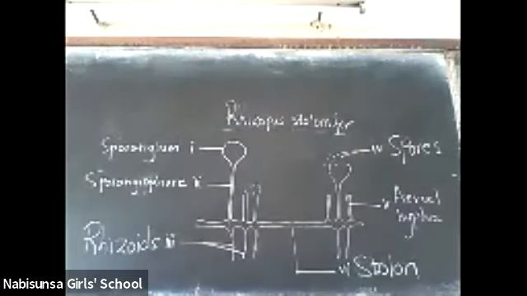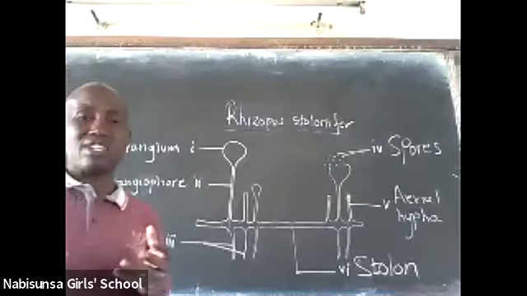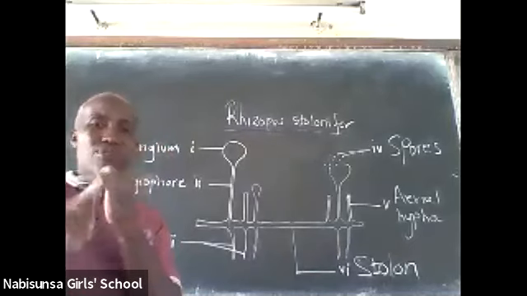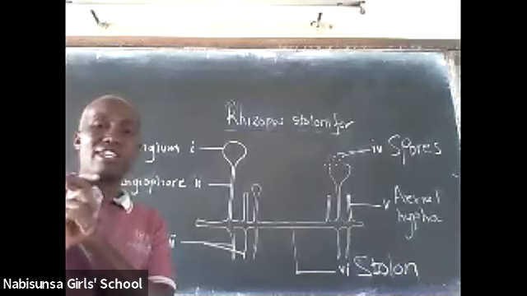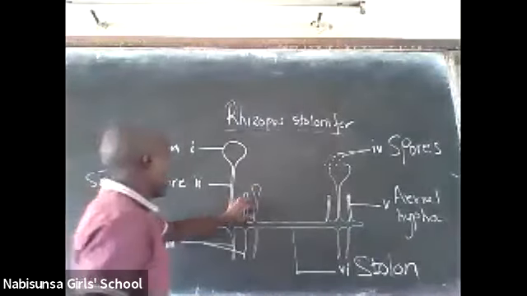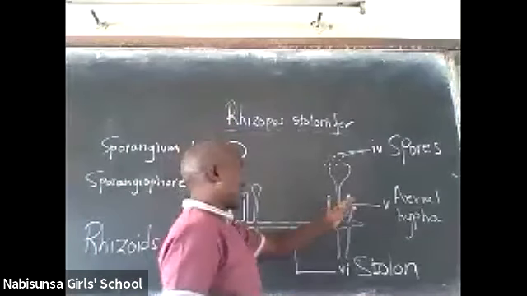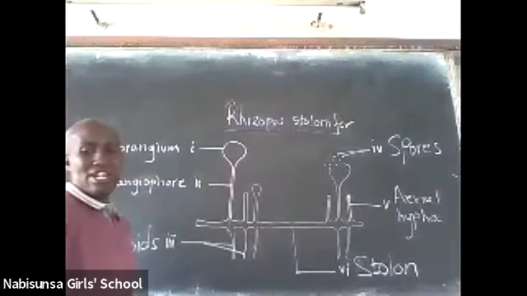So the hyphae are of two types. We have those that are aerial, and those that are rooting, R-O-O-T-I-N-G. Two types of hyphae: rooting hyphae and the aerial hyphae. All these would be found above the bread, so they are actually aerial hyphae.